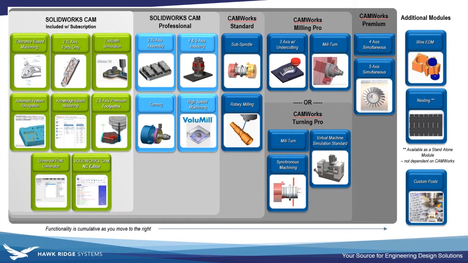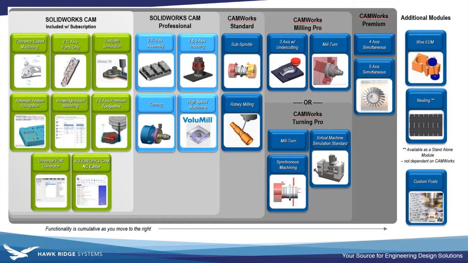Here on the left in the green, you can program individual part files and put toolpaths on 2.5 axis parts, with automatic feature recognition. If you've ever imported a part file into SolidWorks and it asks if you want to run feature recognition, that's the technology CamWorks or SolidWorks CAM uses to generate the toolpath on your parts. You also get the Universal Post Generator, NC Editor, and the knowledge-based, rules-based machining database that's the foundation of how SolidWorks CAM runs.